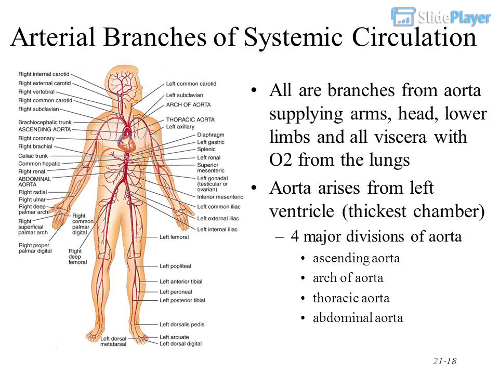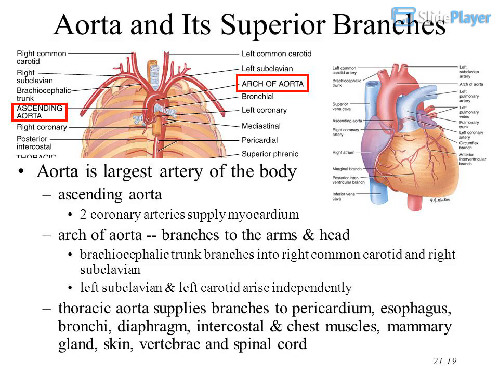The aorta arises from the left ventricle, the thickest chamber. It has four major divisions: the ascending aorta, the arch of the aorta, the thoracic aorta, and the abdominal aorta. The aorta and its superior branches: the aorta is the largest artery of the body. From the ascending aorta, two coronary arteries supply the myocardium.